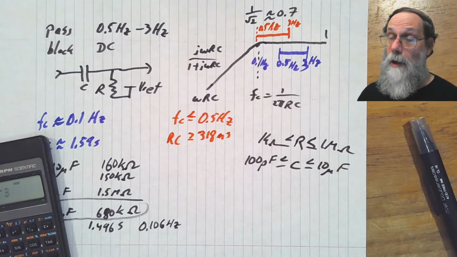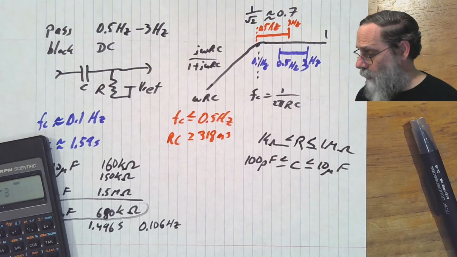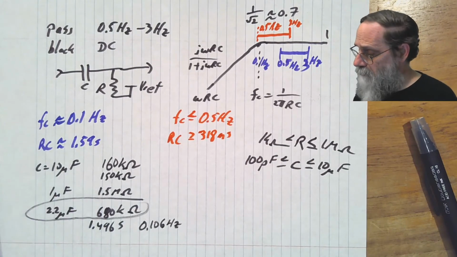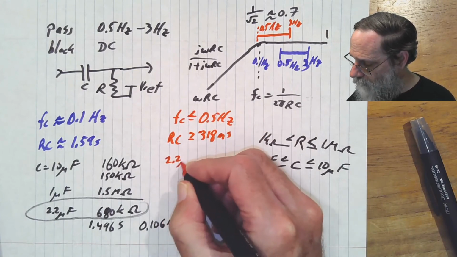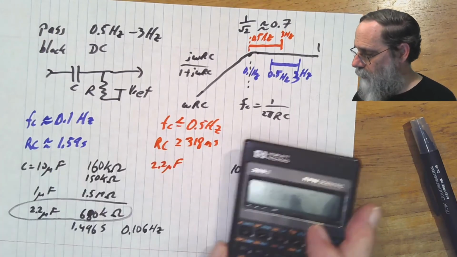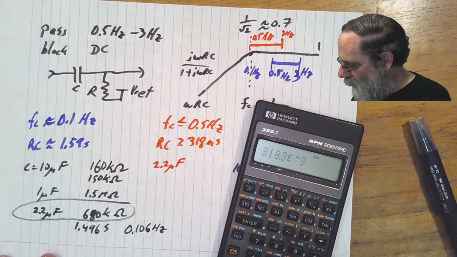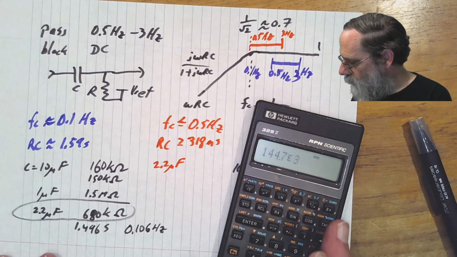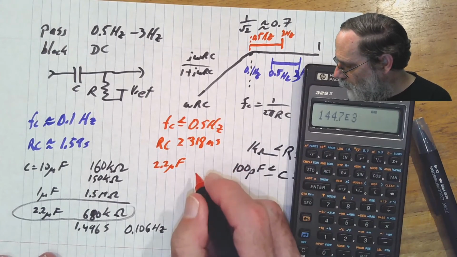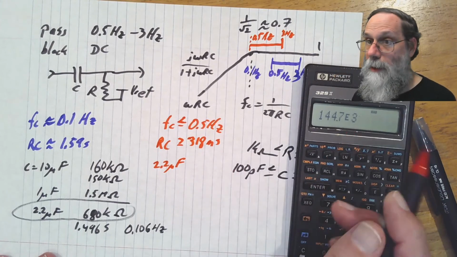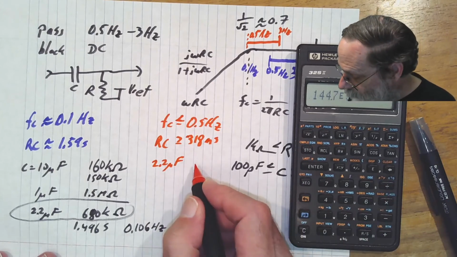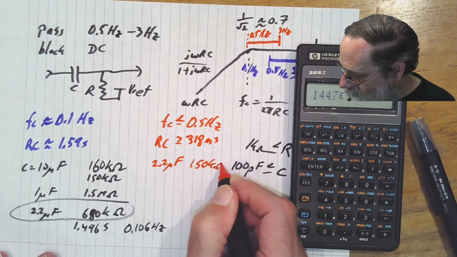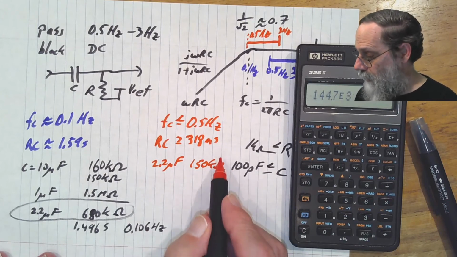Okay, again we have to pick R and pick C. Well, let's see what happens if we pick C is 2.2 microfarads. So using the calculator again, 2.2 microfarads, do the division, and I get that R has got to be greater than 144 kilo ohms. What's greater than 144? The next standard value would be like 150. So 150 kilo ohms. Well, that one looks pretty good.